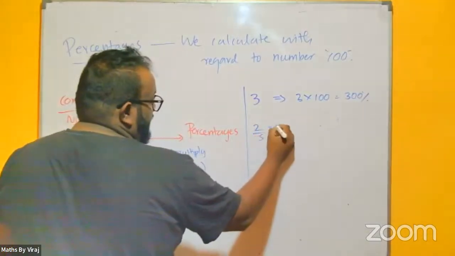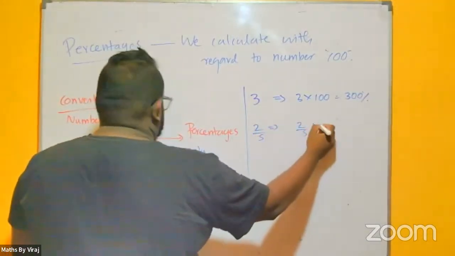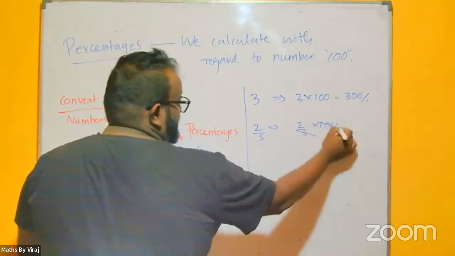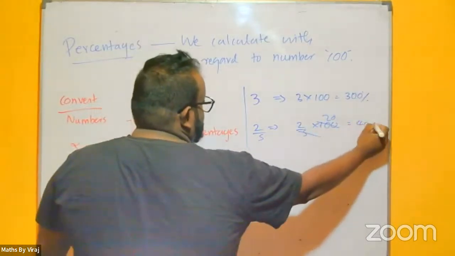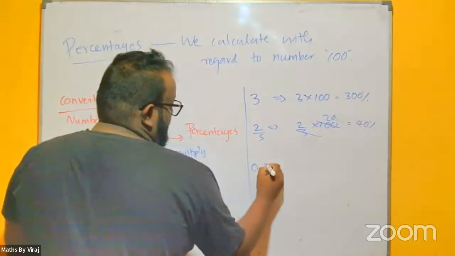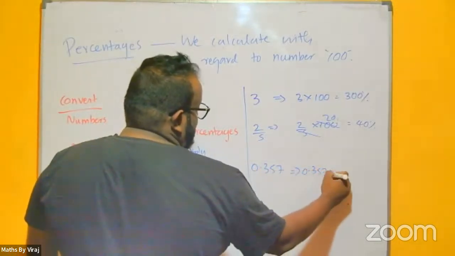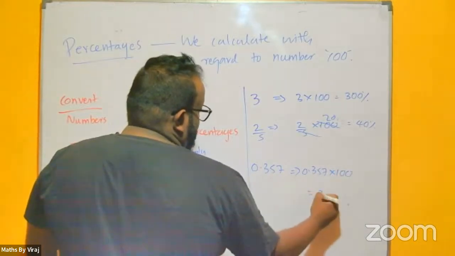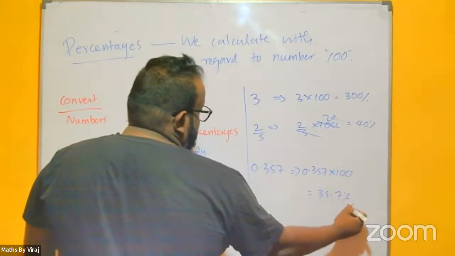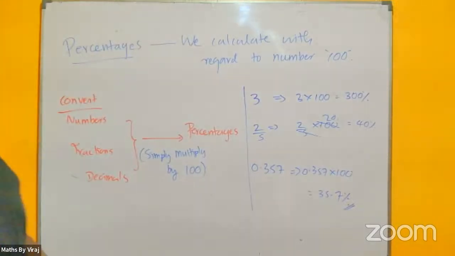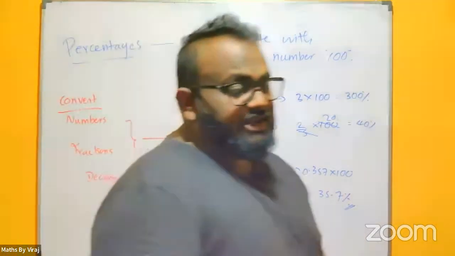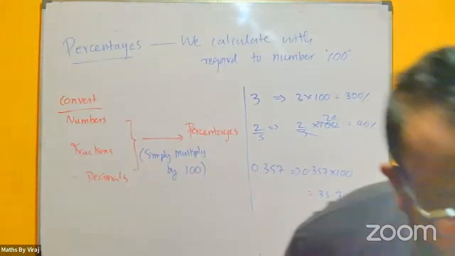2 upon 5. You multiply 2 upon 5 by 100, 40%. 0.357. You multiply 0.357 by 100, what we get is 35.7%. These are the simple calculations with which we can convert numbers, fractions and decimals to percentages. It's really very easy. Take this down first, please.